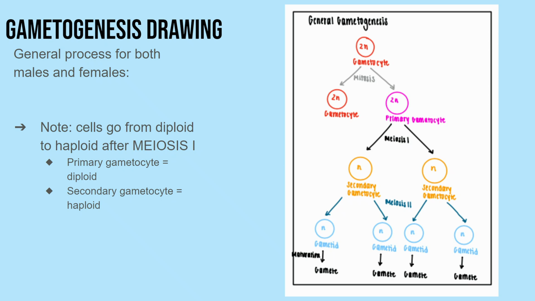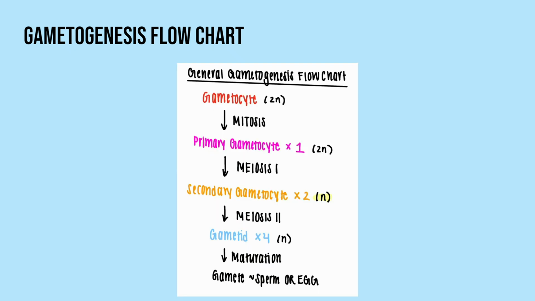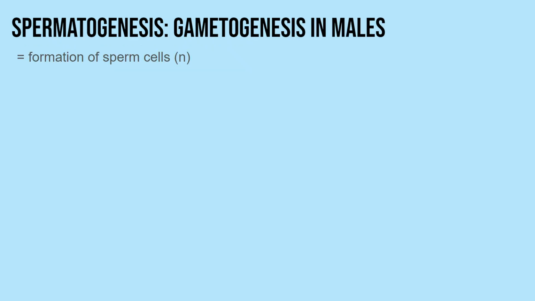So something to note before I move on is the primary gametocyte is diploid, the secondary gametocyte is haploid, and here meiosis 1 is when we go from diploid to haploid. I was going to also draw a flow chart of this, but I feel like it's pretty straightforward. I think you guys have it down. I think I'll draw spermatogenesis next, and then we can see how we feel about the flow chart.